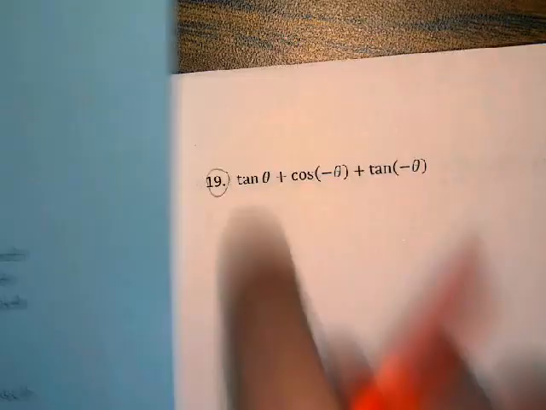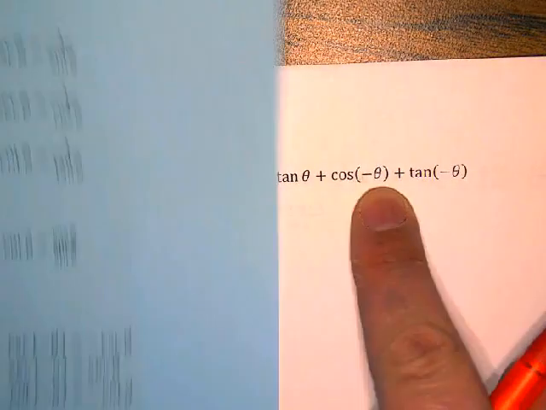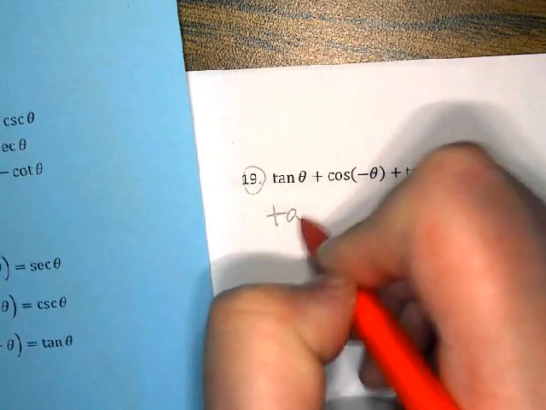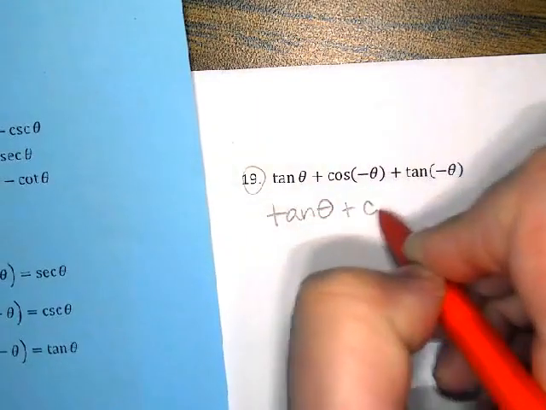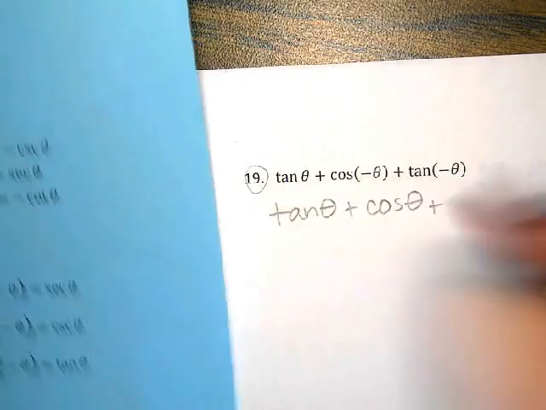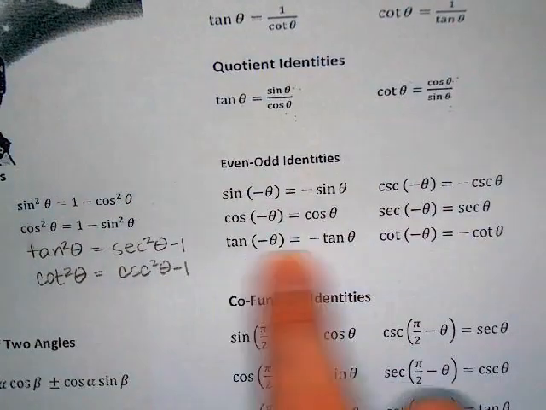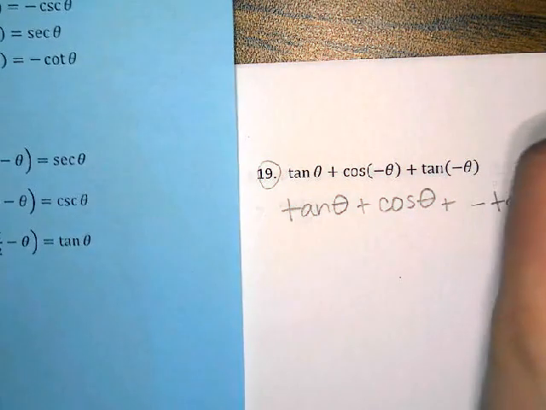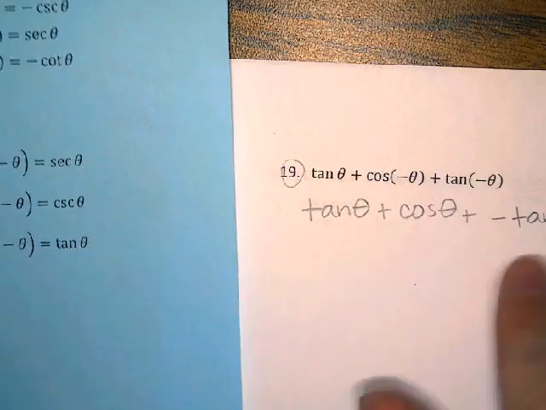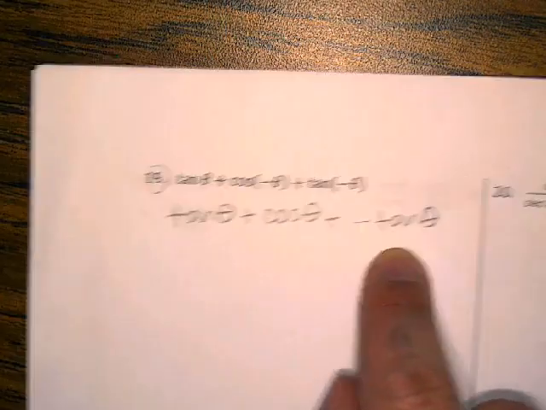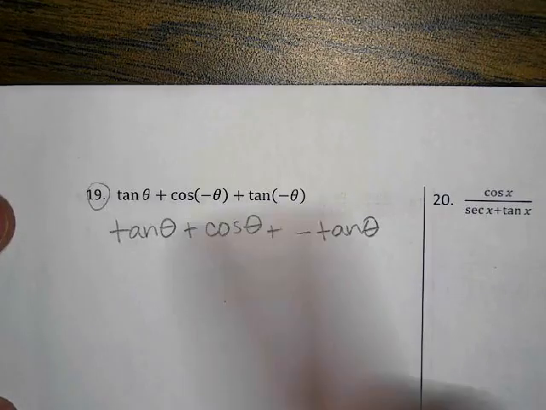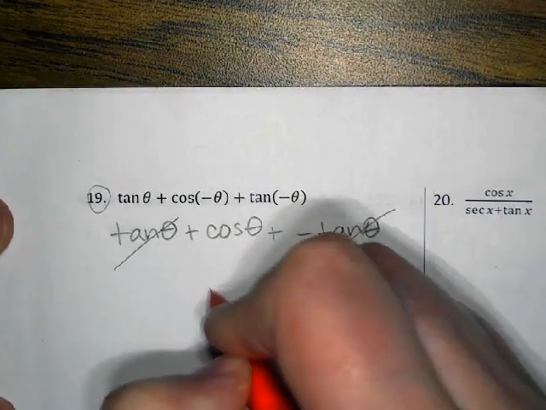So tan is just tan. Cos of negative theta is actually just cos, so we'll switch that one out. So we've got tan theta for tan theta, cos theta for cos of negative theta, and then tan of negative theta is just negative tan theta. And those were on your blue sheet. So that was just straight substitutions, and that makes it a really easy problem after you know to substitute those. So tan and negative tan cancel. You just get cos.